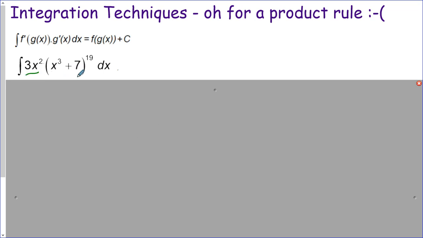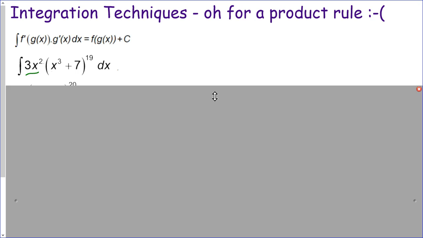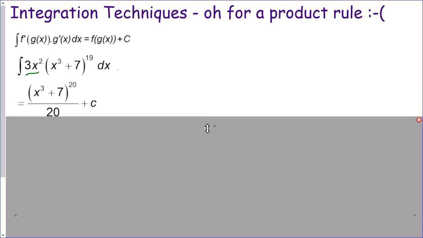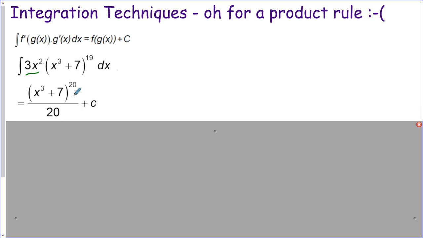Right, and I'm just going to integrate this straight away by inspection. The integral of something to the 19 is that thing to the 20 divided by 20. All right, and if I was to go and check, and this is the most important concept, you can check any integration by differentiating.